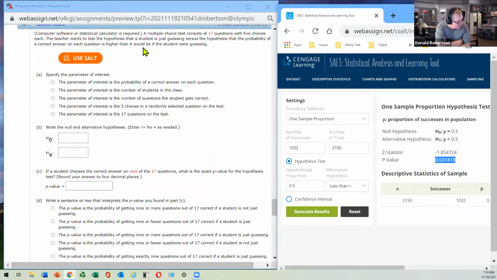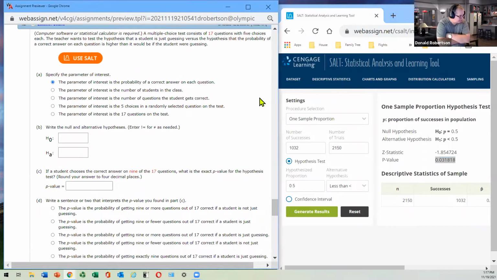A multiple choice test consists of 17 questions, 5 choices each. A teacher wants to test a hypothesis that a student is guessing. And we are going to set this up. So the parameter of interest is the probability that he gets a correct answer on each question. So we're interested in what's the chance that he gets it.